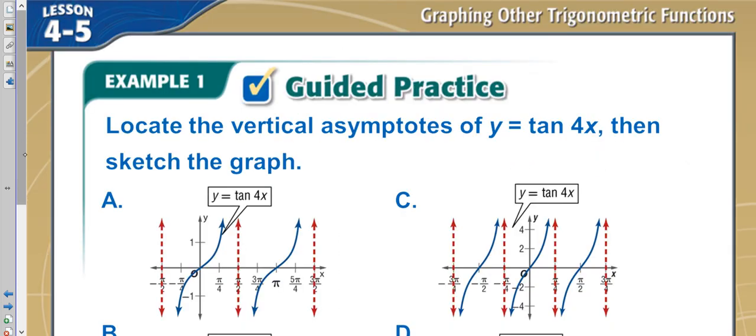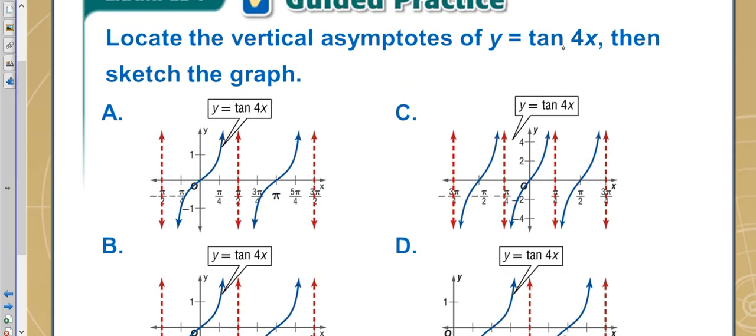Now, here's one for you to try. So again, the way to do this is you're going to try to figure out where is cosine for x, because tangent is y over x, or sine over cosine. Where is cosine of 4x equals 0? That's the question you're going to ask yourself as you try to solve this.